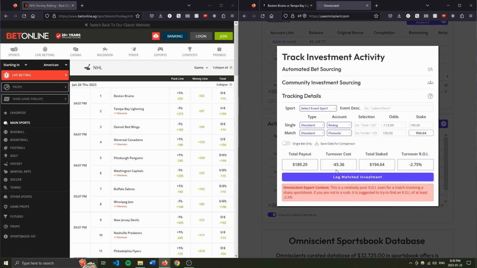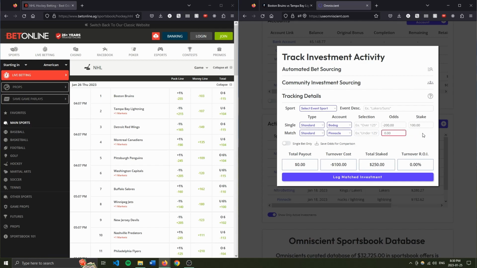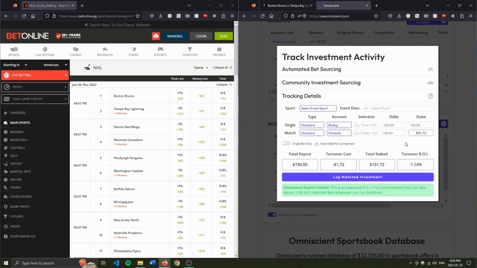And there's a couple nuances with the turnover cost. It'll scale as well when you jack the odds up on one side. So say we have like a negative 200 here, and we have a plus like 190. This would be a really favorable bet because the turnover cost is so low due to the amount being staked being really low, because we're matching on Pinnacle and it's only $51.